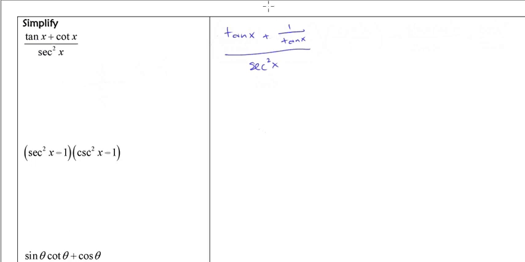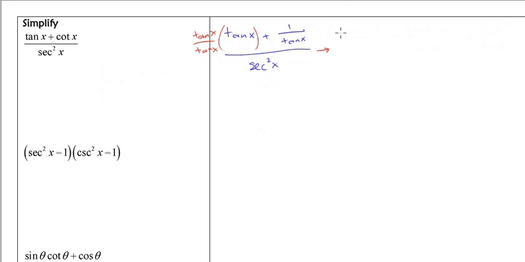Well, let's multiply the tangent by tangent of x over tangent of x. So that's really just 1. But this will give us a common denominator so that we can add these two terms together.